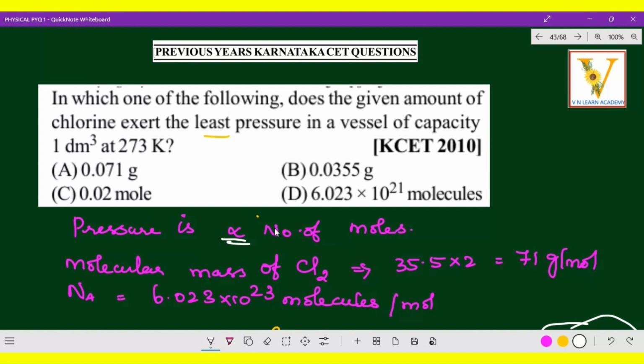I hope you got the clarity now. Which is the correct option? Option B is the correct option. B is the correct option. Yes, come on, let's go to the next question.